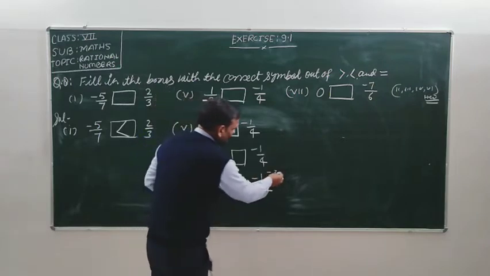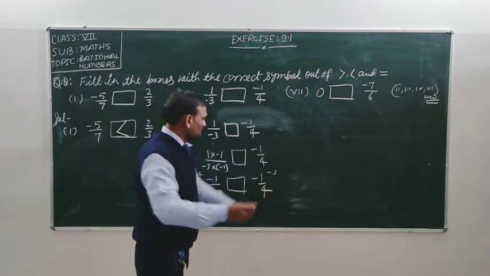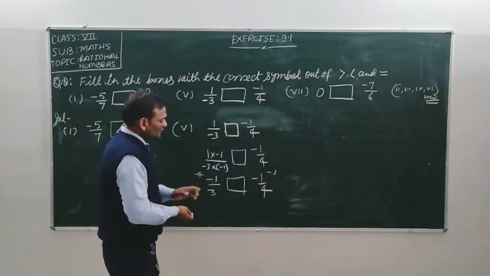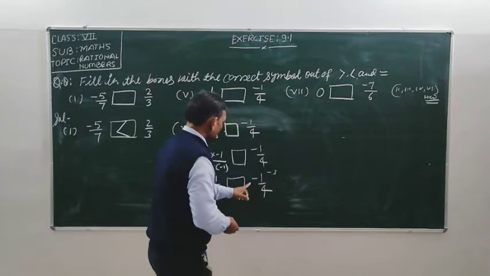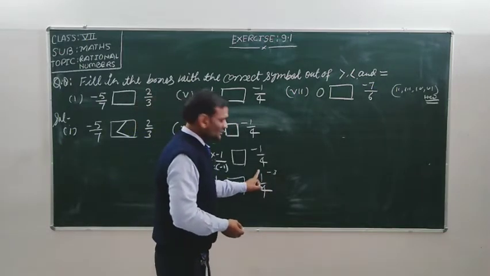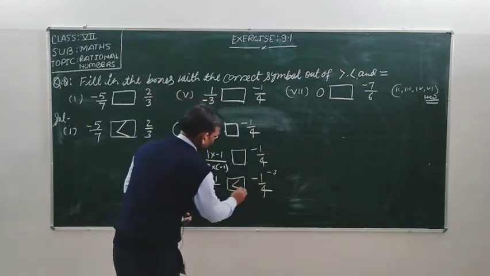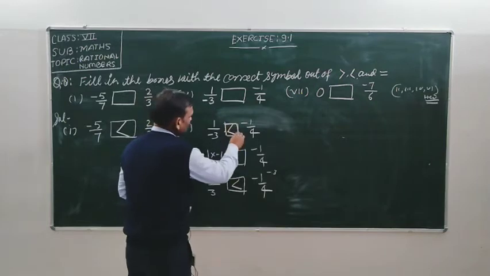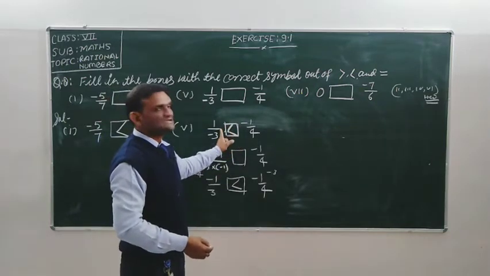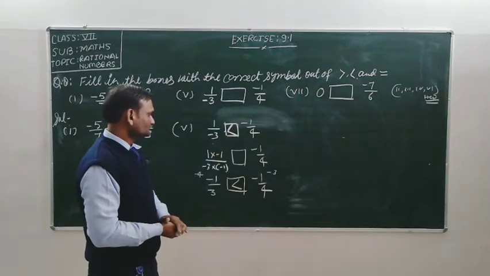So student, it looks smaller, so it is greater, meaning -3 is greater and -4 is smaller. Multiplying -3 in this rational number, this rational number is greater and this is smaller. So we fill the sign in my question like this. This is greater and this is smaller.